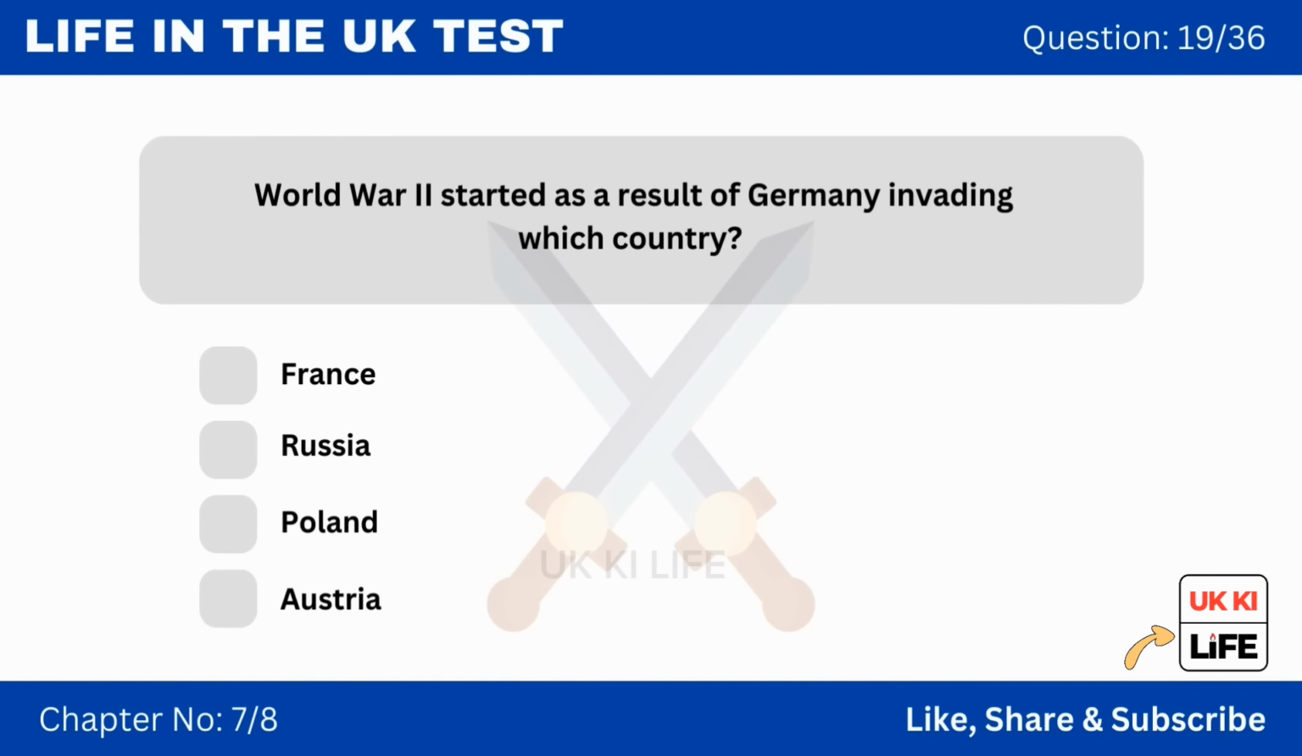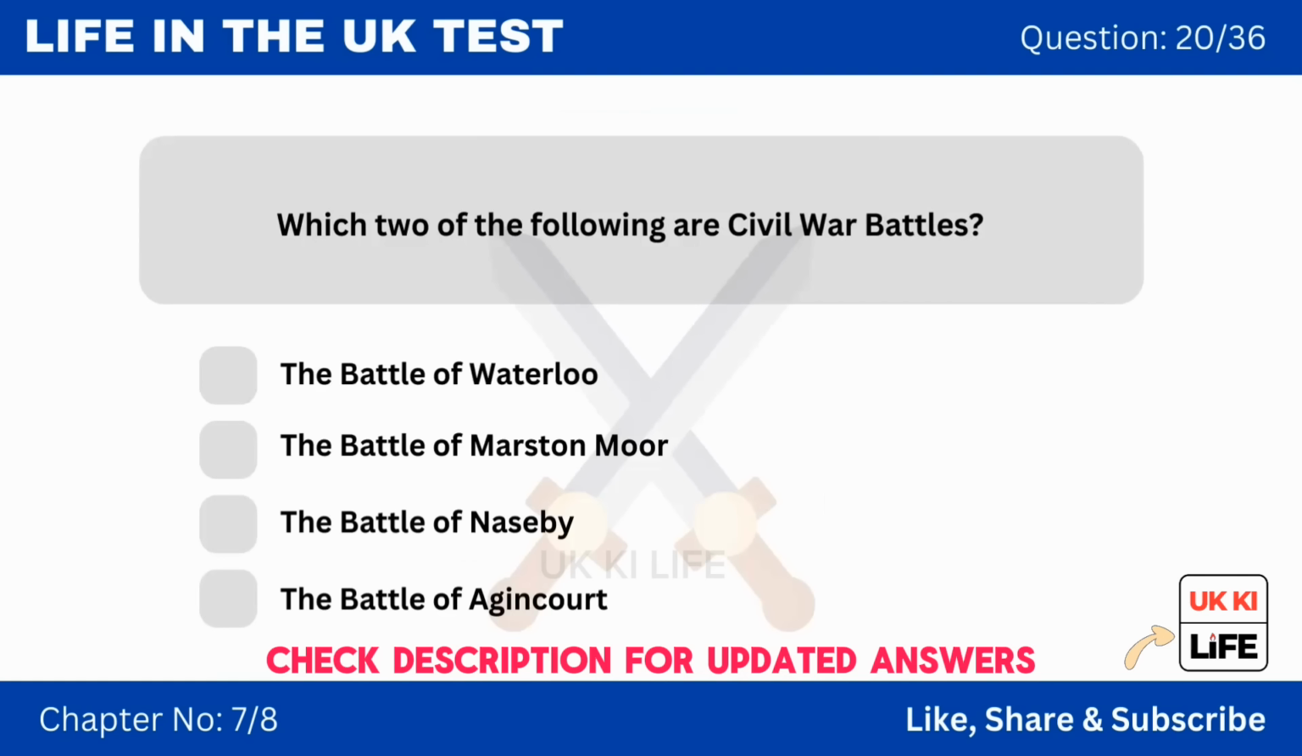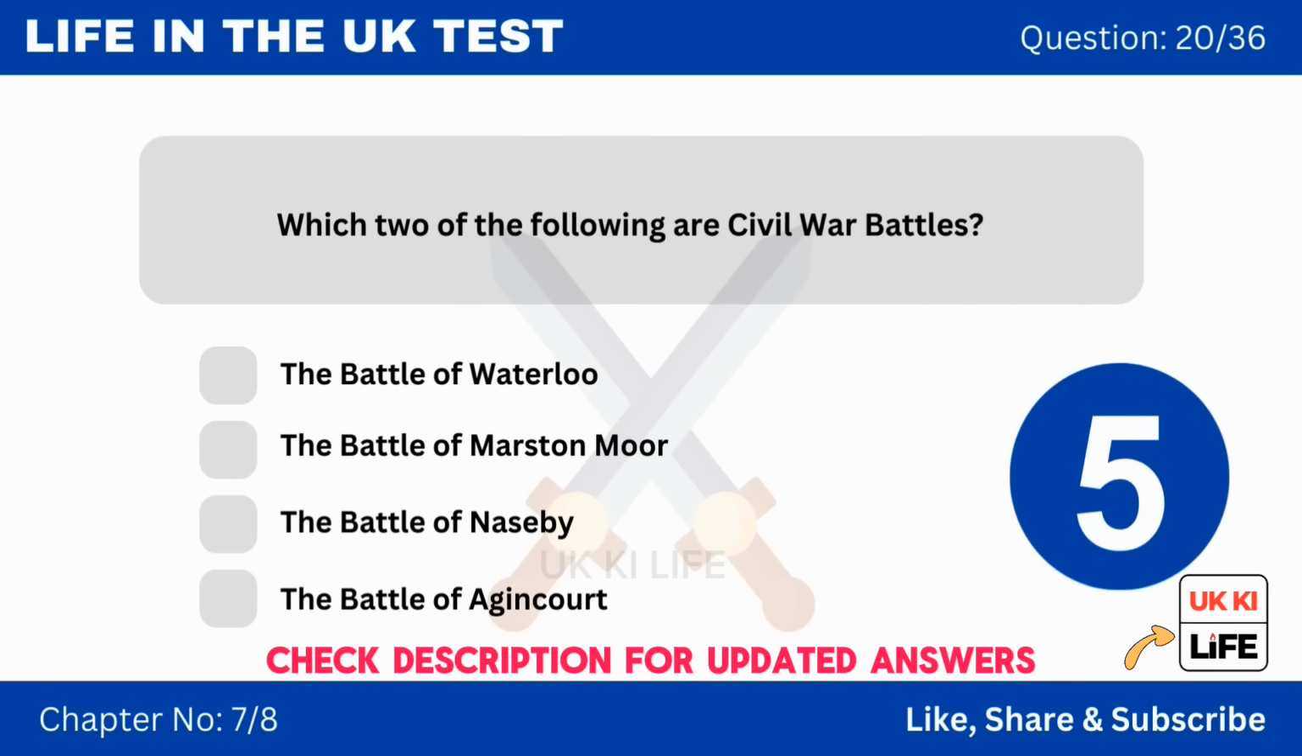The correct option is C. Explanation. The Second World War started when Hitler invaded Poland in 1939. Britain and France declared war in order to stop his aggression. Question 20. Which two of the following are Civil War battles? The Battle of Waterloo, the Battle of Marston Moor, the Battle of Naseby, the Battle of Agincourt.